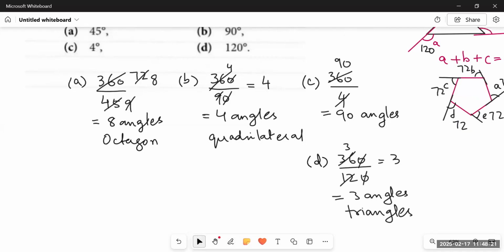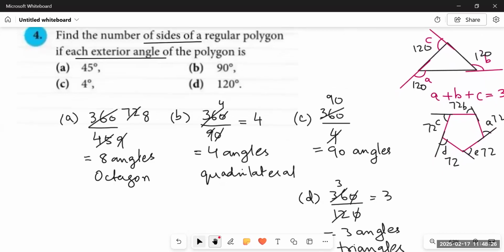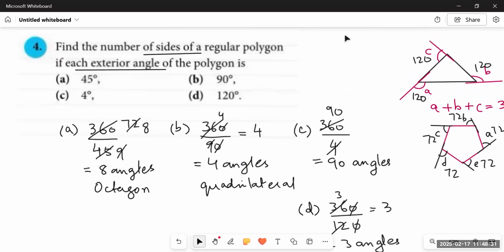You see how easily we figured out that the number of sides of a regular polygon would be 8, 4, 90, and 3 if each exterior angle of the polygon is given as 45, 90, 4, and 120 degrees. You see? So it means if we are provided with any of the exterior angles, we will simply divide 360 by it to find the number of sides in that particular polygon.